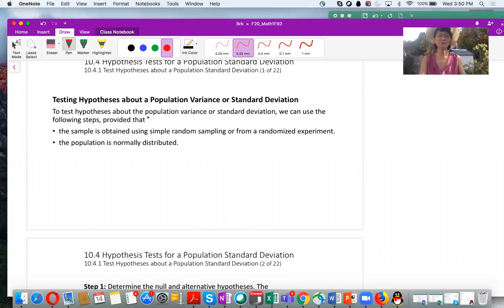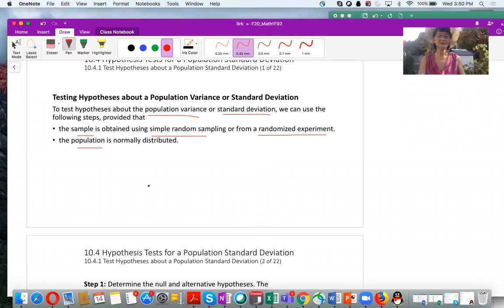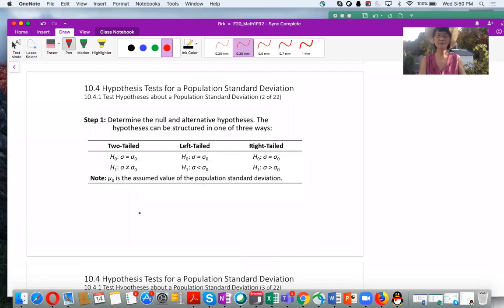When we do the test about the population variance or standard deviation, we use those steps. The sample is obtained using the simple random sample or from a randomized experiment. And we also assume population is normally distributed. In step 1, you always state the null hypothesis and the alternative hypothesis. Here, we test a claim about a population standard deviation. So we are saying sigma equal to some hypothesized number. For example, sigma equal to 2 or sigma equal to 3.5.